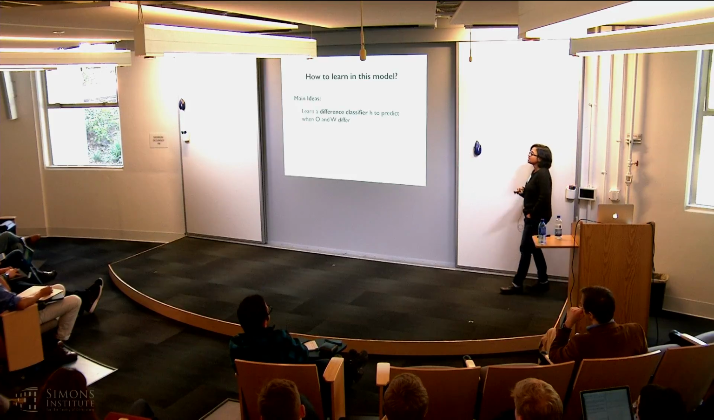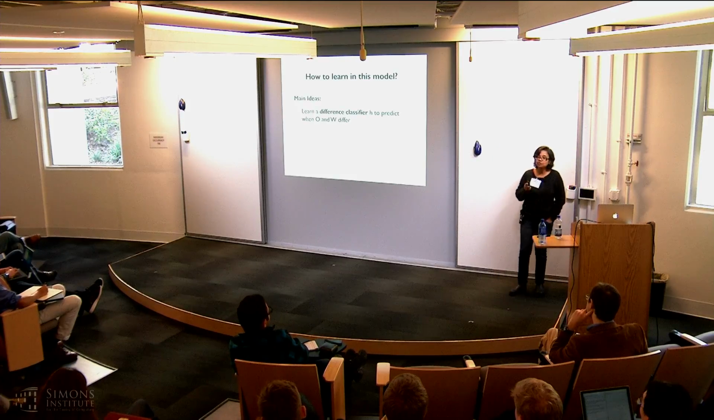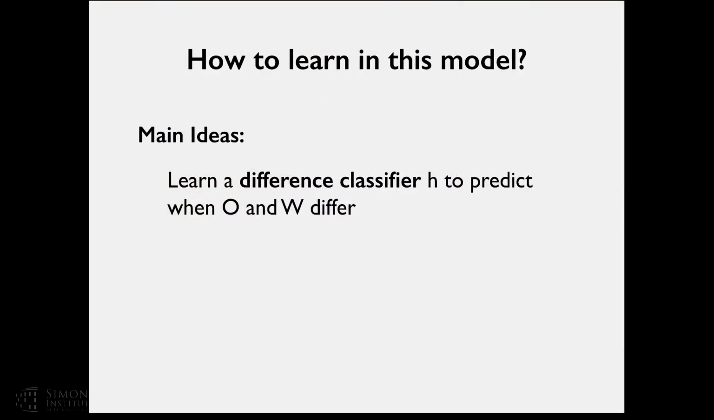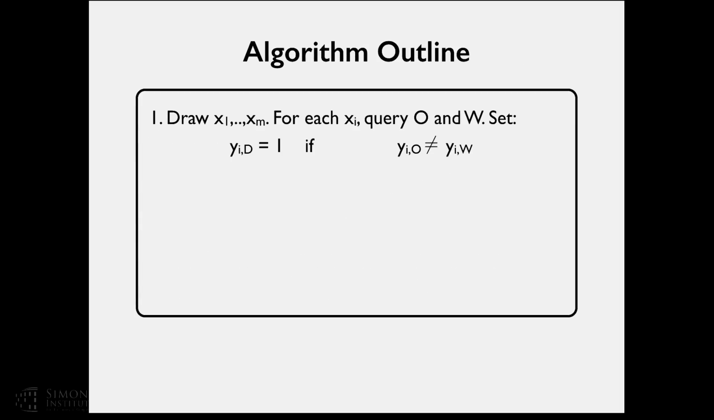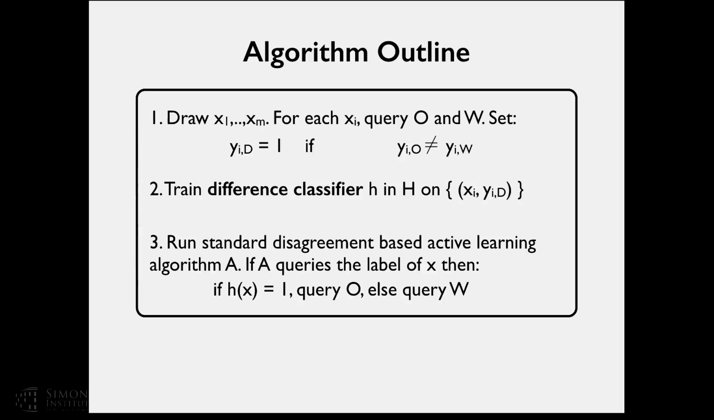So how do we learn in this model? Here is the main idea. We learn a difference classifier H that predicts where O and W differ. Then we use H as a filter with standard active learning to decide whether to query O or query W. So first we find out where O and W differ, then we use this difference filter with standard active learning. The algorithm is: you query a bunch of points for both O and W, figure out if they differ, train a difference classifier, and run standard disagreement-based active learning.